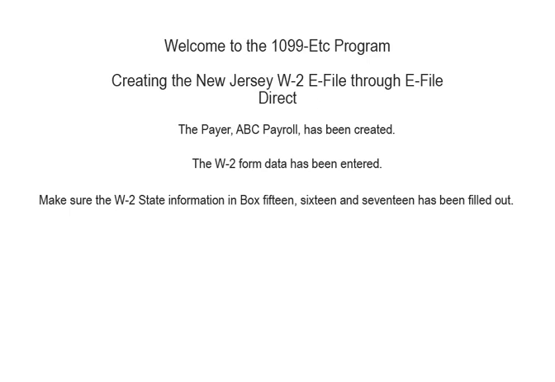This tutorial covers creating the New Jersey W-2 e-file through e-file Direct. Once the file is created, it is the user's responsibility to upload the file to New Jersey. To begin, the pair, ABC payroll, has been created. The W-2 form data has been entered. Make sure the W-2 state information in box 15, 16 and 17 has been filled out as needed.